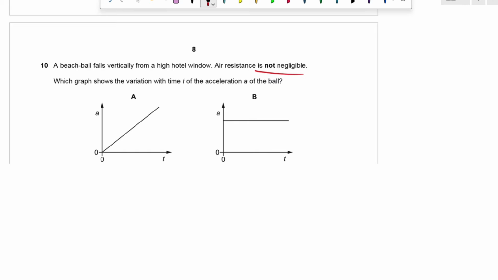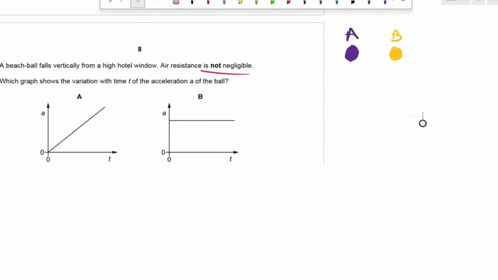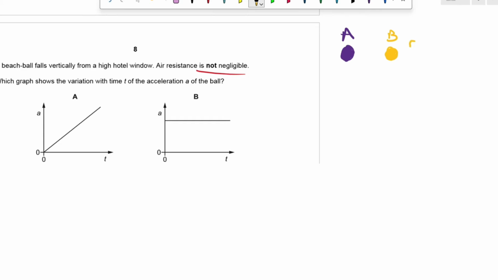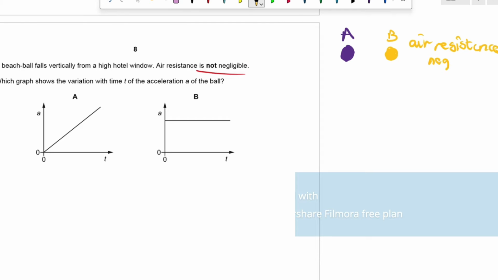This is crazy. Okay, so which graph shows the variation of the time and the acceleration? So get this, guys, I want you to get this concept clearly. If you have a ball, there are two scenarios. We have ball A, then we have ball B. I'm going to consider two scenarios. The first scenario is going to be air resistance is negligible.